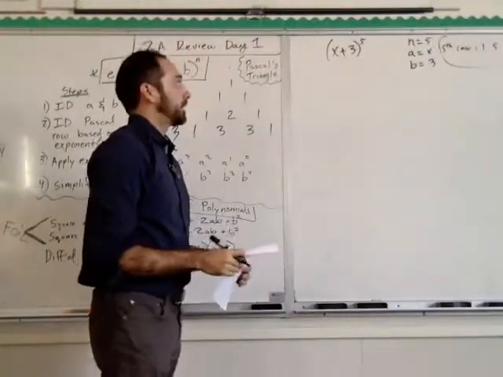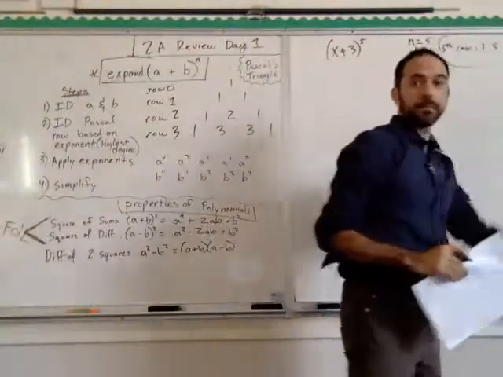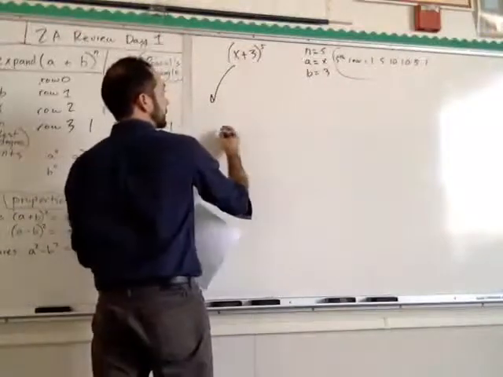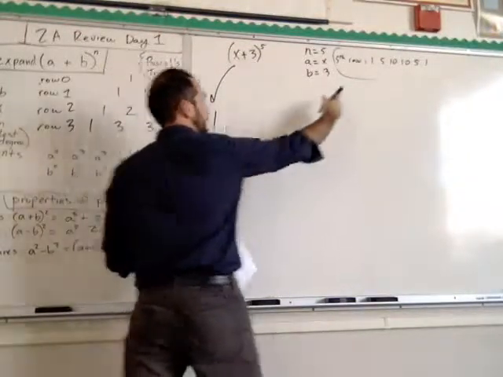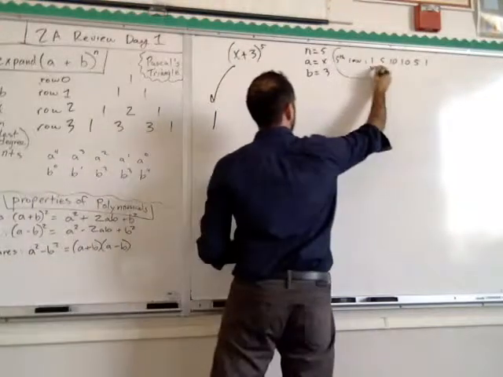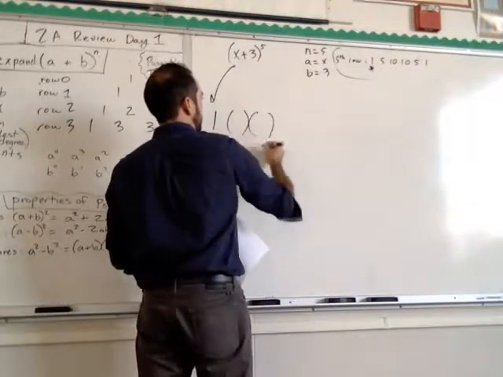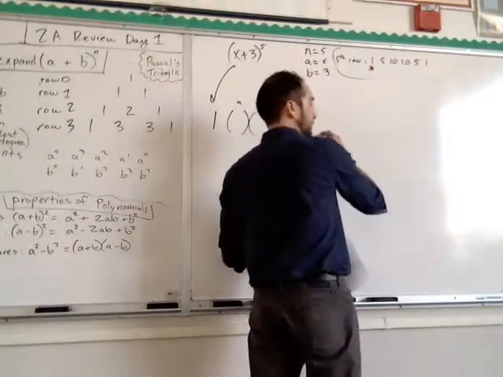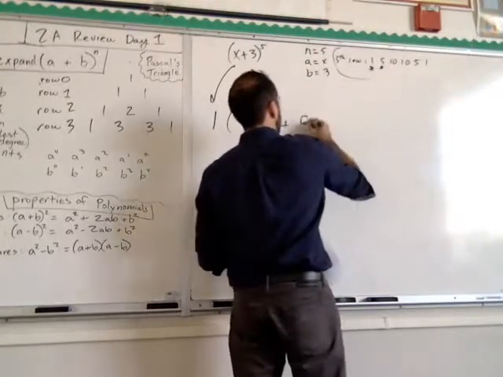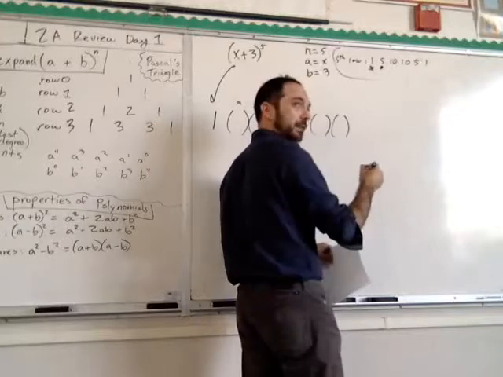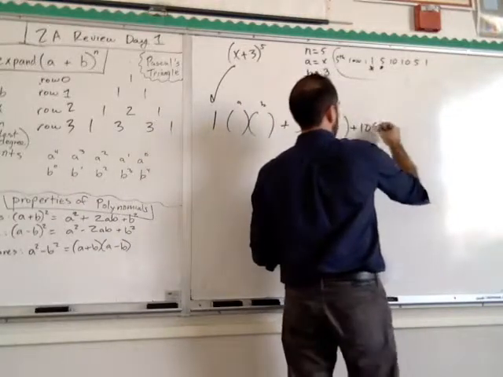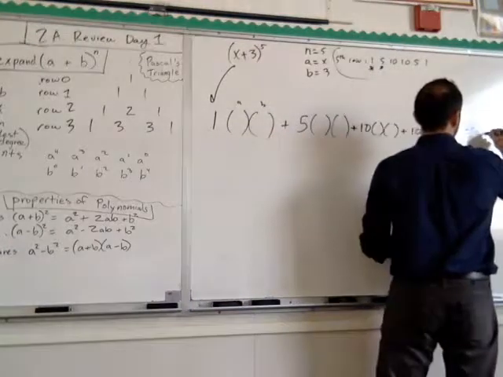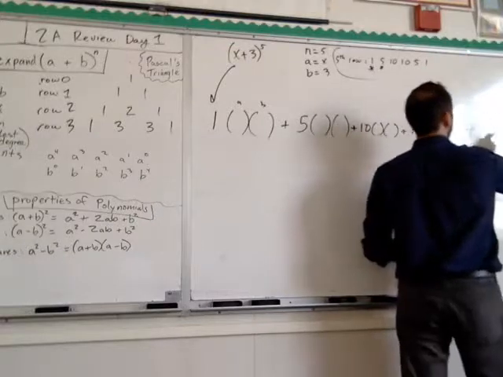So we have our coefficients already worked out. I'm going to bring this down. This is equal to 1. That's my first coefficient right here, 1, times an a and a b. Plus, what's the next coefficient? 5 times an a and a b. Plus 10 a and b, plus 10 a and b, plus 5, plus 1.